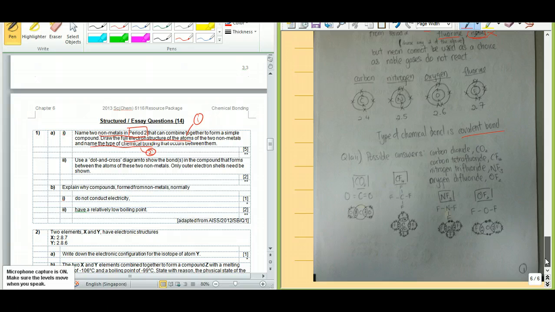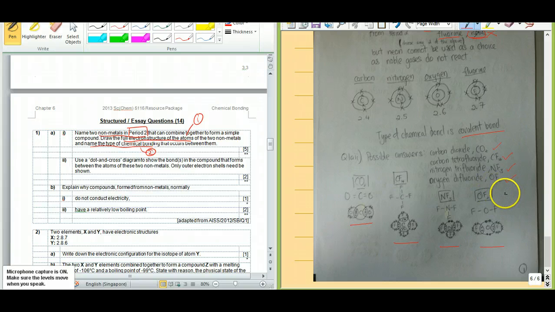If you look at part 2 here, they ask us to draw a dot and cross diagram to show the bonds in the compound that forms between atoms of these two nonmetals. So only outer electron shells are needed. Some of the possible answers are carbon and oxygen, carbon and fluorine, or oxygen and fluorine. These are the possible answers which you can come up with. If you have any other ones, you can approach your teachers. So for carbon dioxide, you can see here CF4, NF3, OF2. This is the one that you are least familiar with, OF2.